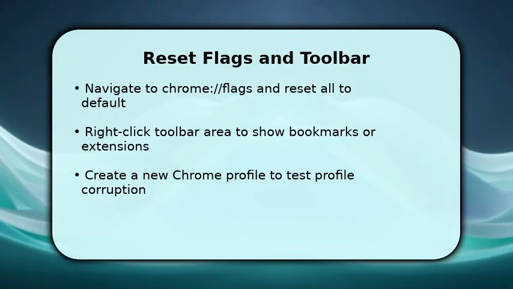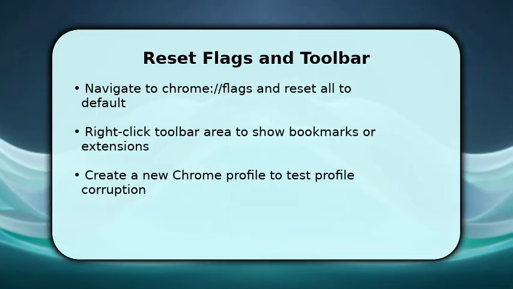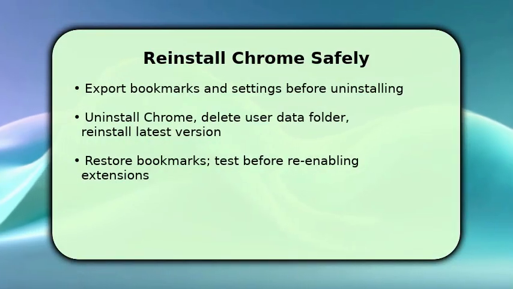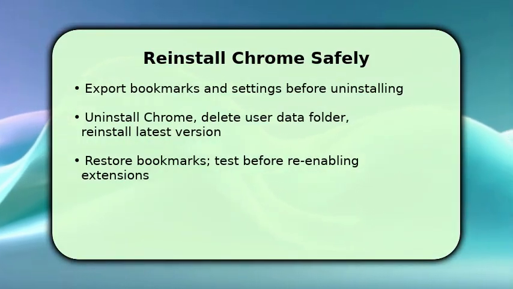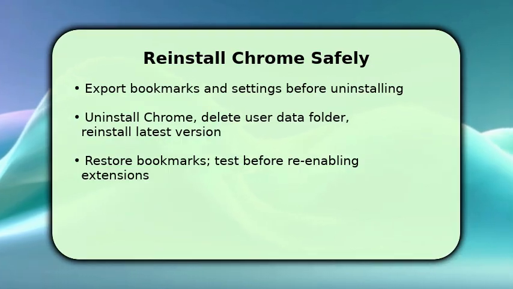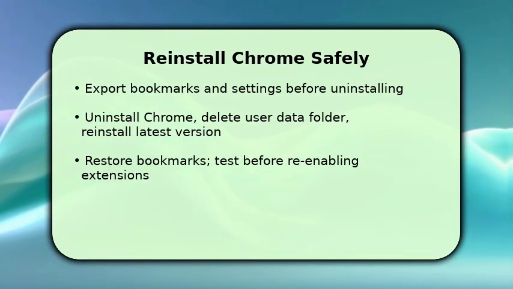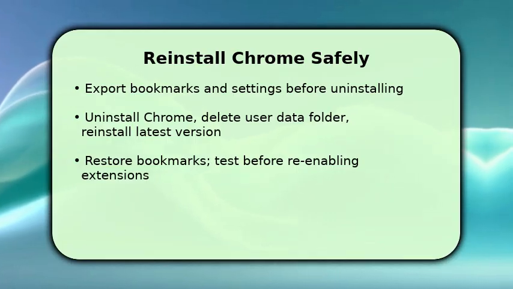Finally, you perform a clean reinstall while preserving important data. Export bookmarks and any passwords you need, then uninstall Chrome. Make sure to delete the user data folder. This removes corrupted profile files that survived resets.